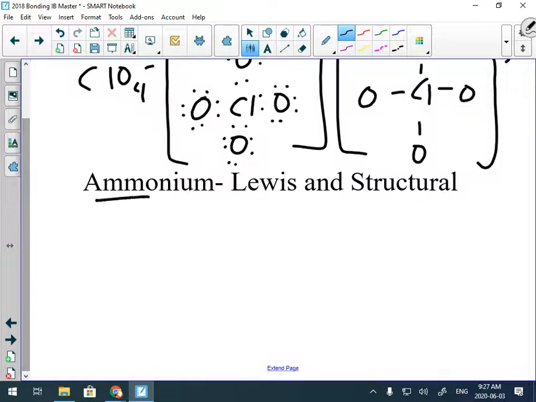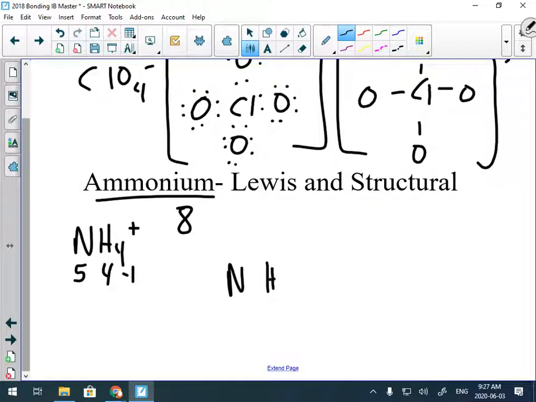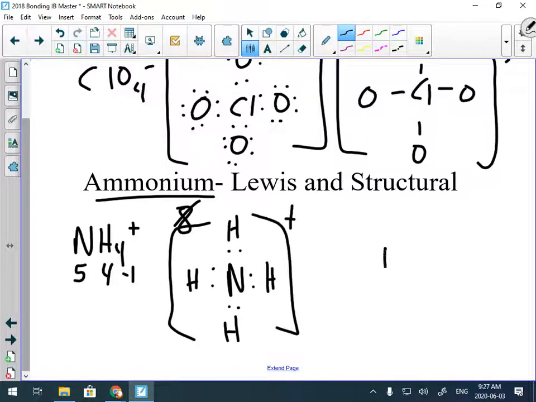Or ammonium, which is NH4. Okay, let's add up our valence electrons. Nitrogen has 5. Every hydrogen has 1. There's 4. It's positive, so we subtract 1 from our total, so we have 8. Set this up symmetrically. Looks like this. 1, 2, 3, 4, 5, 6, 7, 8. Hey, I'm done. Perfect. This is an ion, so I'm going to put it in brackets. The structural diagram only shows the bonds.